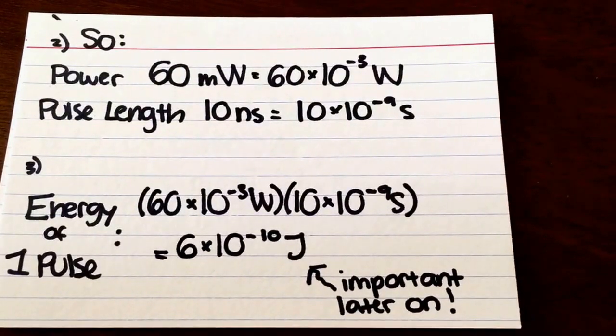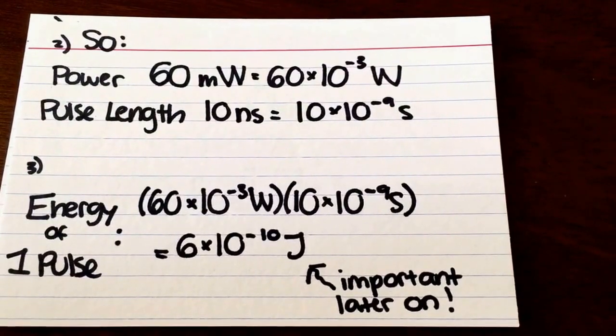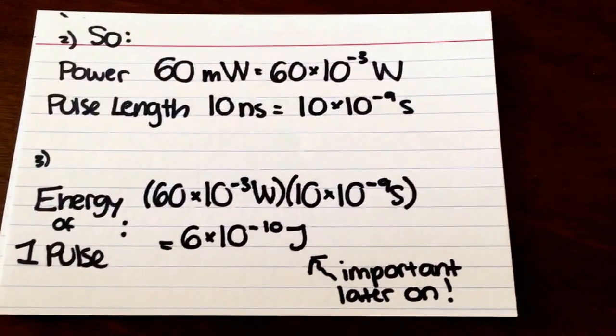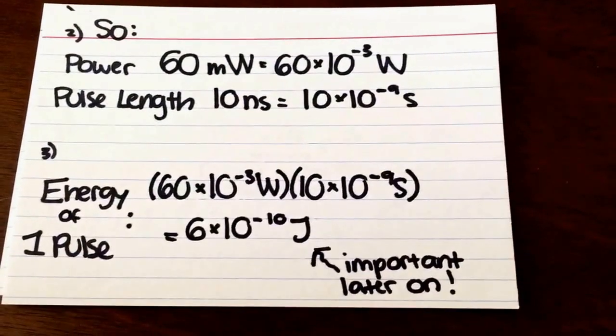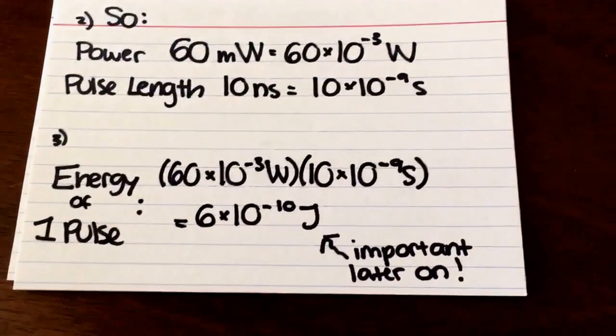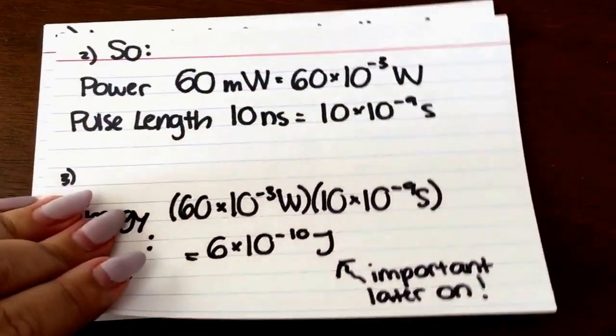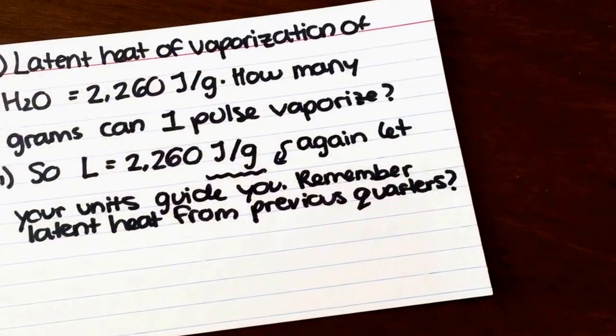And that is the energy of 1 pulse, and that's going to be important later on. Not only in the next problem, but it's actually used several times throughout this homework. So you want to be sure to get this problem correct. So your conversions are pretty important throughout this entire homework.